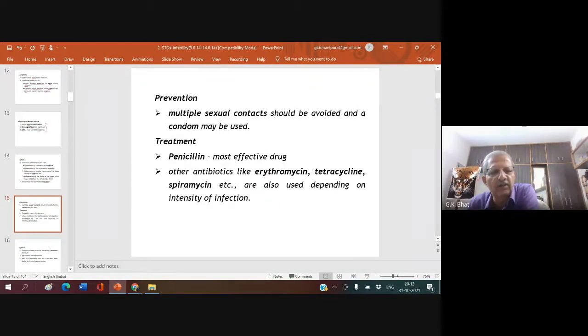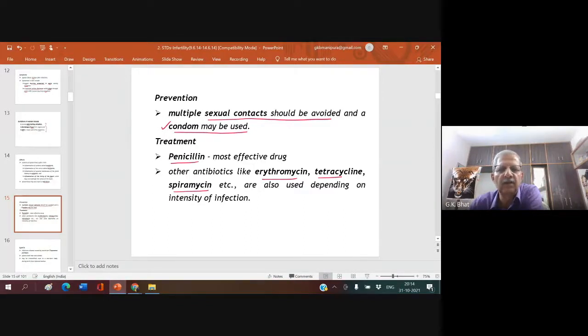Prevention. What is the prevention? As I told you, multiple sexual contact should be avoided, and a condom may be used. If anyone has sex with some other person, a condom has to be used. But again, there is no 100% guarantee. For treatment, doctors always give penicillin, the most effective drug. Other antibiotics are erythromycin, tetracycline, spiramycin, etc. This is what is generally used to treat gonorrhea.